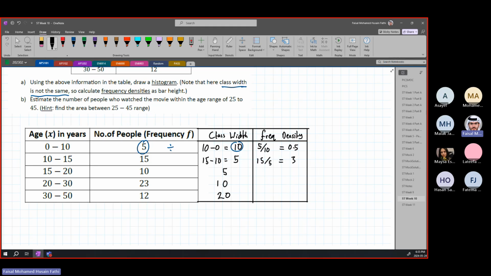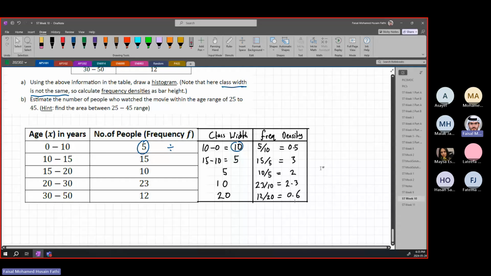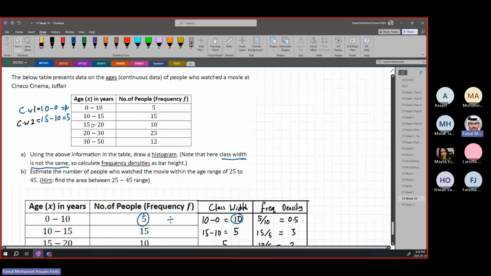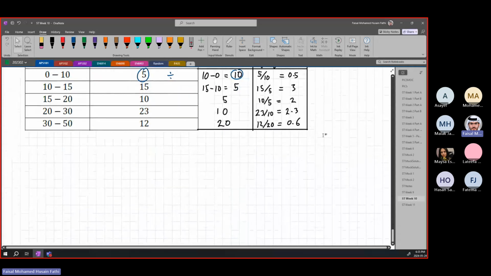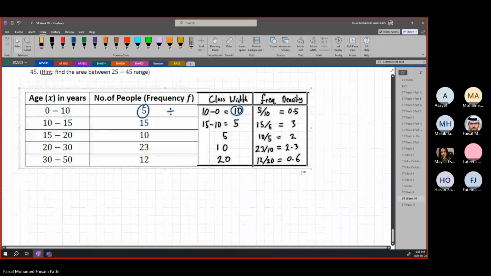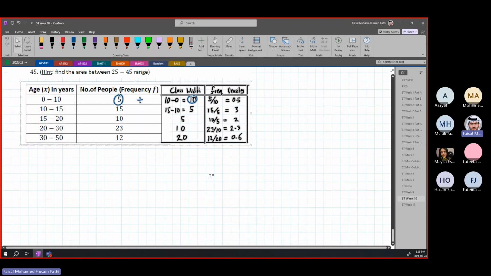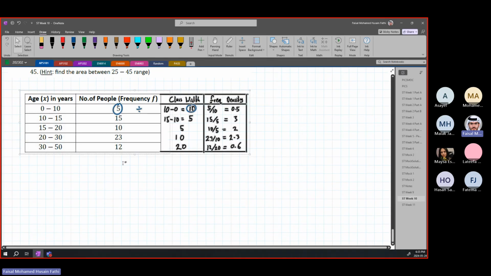The next one is going to be 10 divided by 5, which is equal to 2. The next one is 23 divided by 10, which is 2.3. And the last one is 12 divided by 20, which is equal to 0.6. All right? This is your very first step. This is in the case when the class width is not the same. This is how you'd have to build your graph.